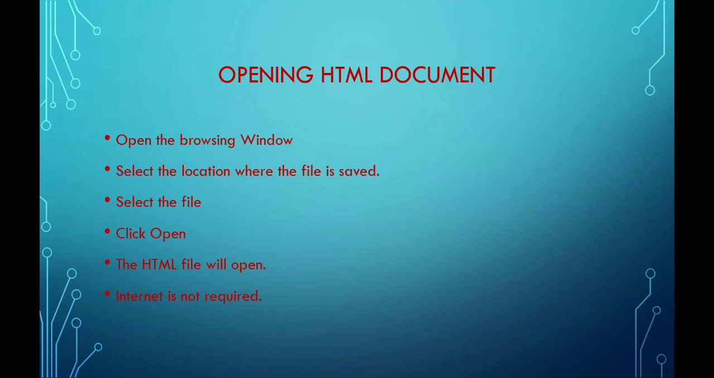Then opening HTML document. Now you have saved your file. Now you have to open your file. First of all, open your browser. Whatever browser you have installed in your computer, open that browser, select the location of your file where you have saved your file. That can be in your folder or in the document or anywhere else in the other drive. Then after that, select the file and click on the open. The HTML file will open.